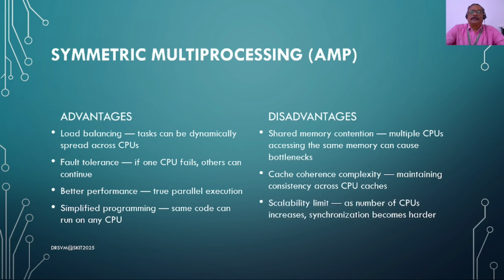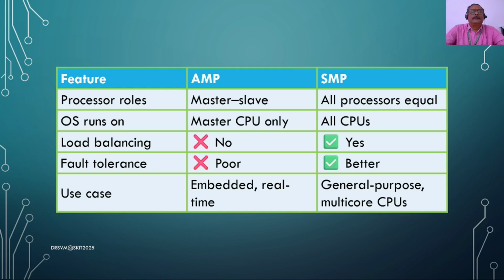So there is a scalability limit. As the number of CPUs increases, synchronization becomes harder and harder, so it grows exponentially as the number of CPUs increases. The complexity of synchronizing them becomes exponentially harder.